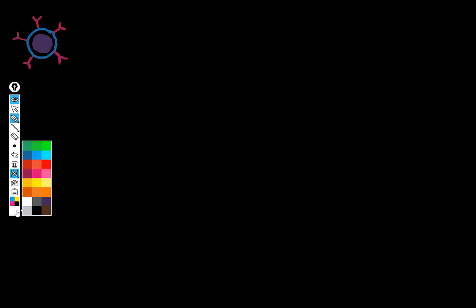And so I'm not going to draw the class 1 MHC on this B cell because it's not going to factor into what's going on here. I'm only going to draw the class 2 because that's the one that is involved in sensitization and activation. So I'm going to make it orange, I guess. Okay.